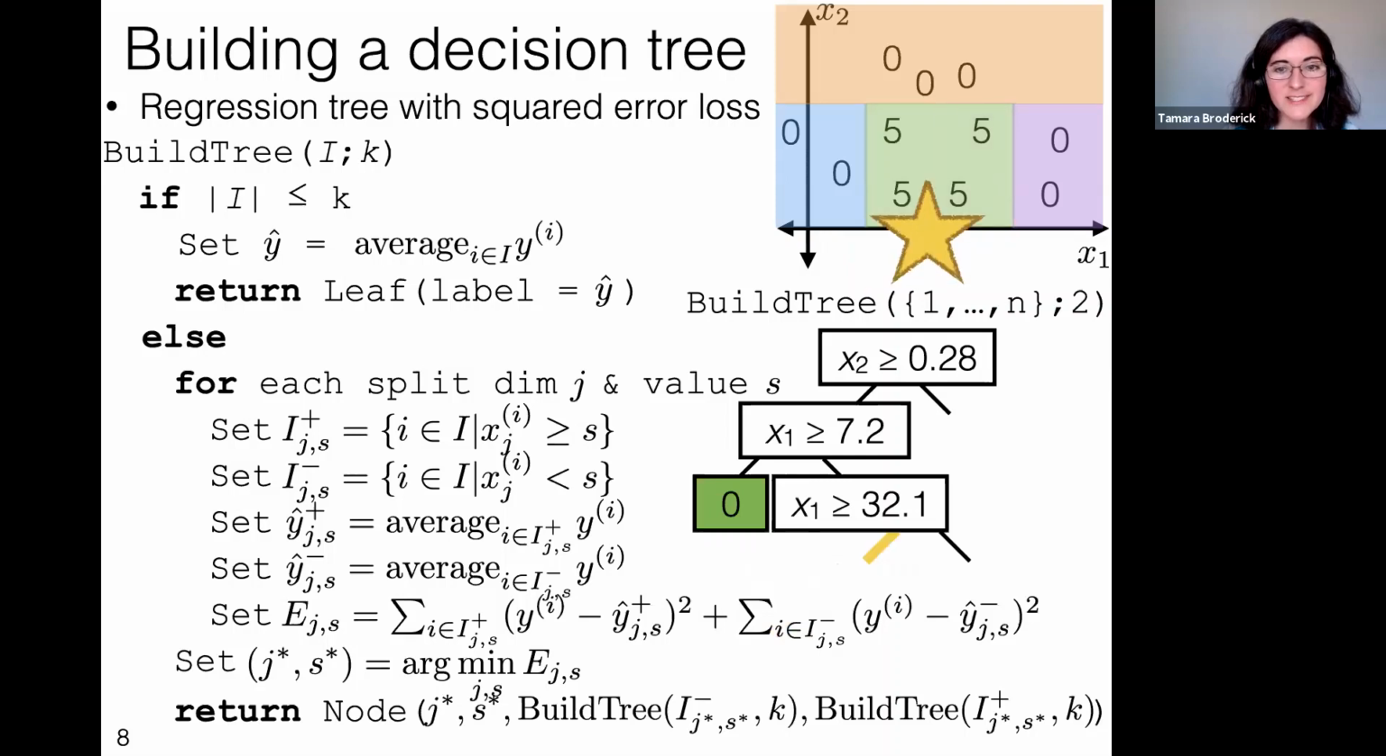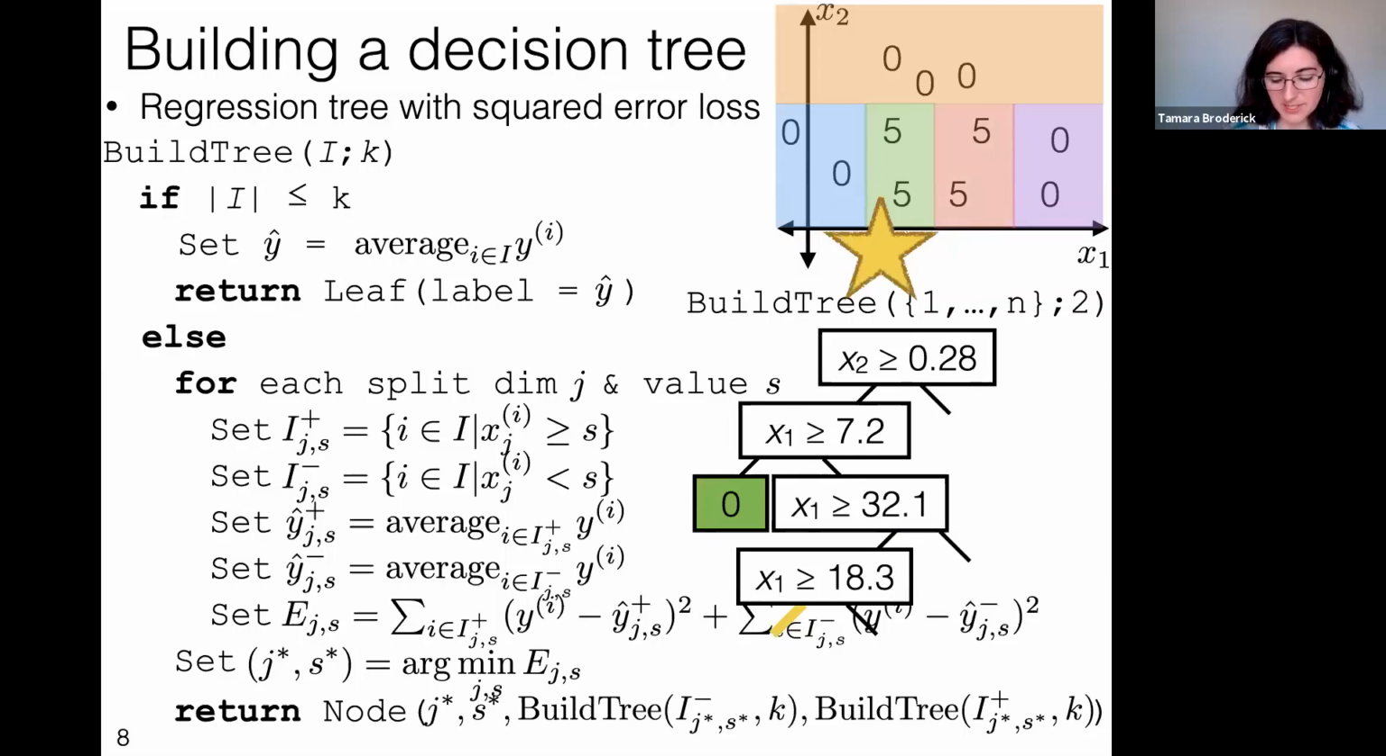And something you'll notice is that even though everything is 5, even though we have this great regressor for everything, that's not our decision about whether to make a leaf. Our decision is the number of things in this partition element, or is the number of indices less than or equal to 2, and it is not. And so we're going to do another split.